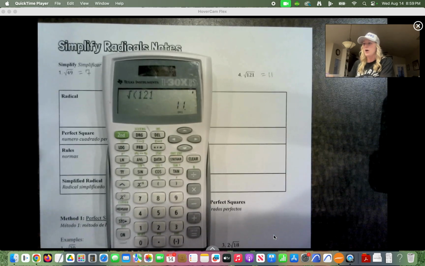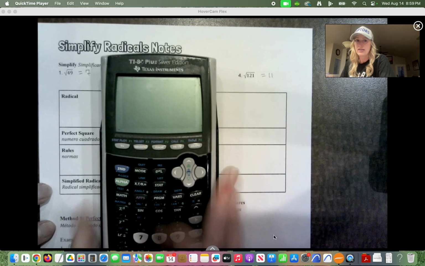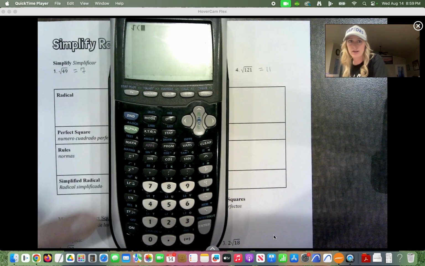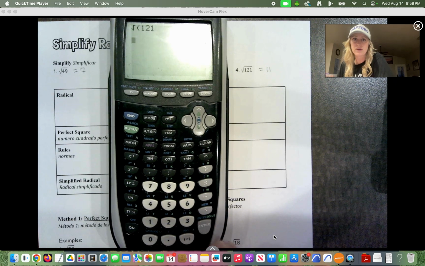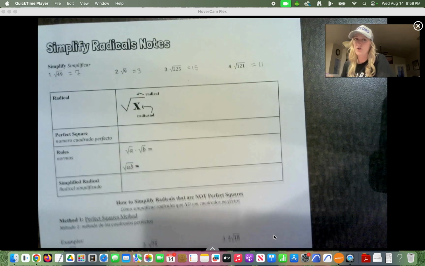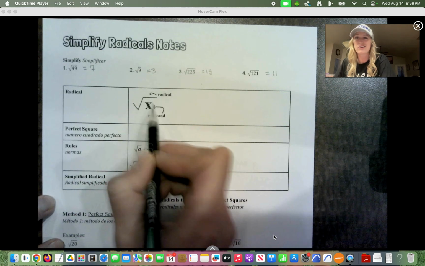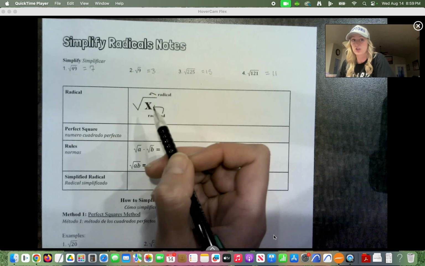Okay, how you do it on a graphing calculator like this, it's the same exact steps. Second, and then x squared, and then you type in the number you want to find the square root of, and then hit equals, and you get the same thing. Okay, so that symbol again is called a radical. The thing underneath is called a radicand. It can be a number or it could be an expression.